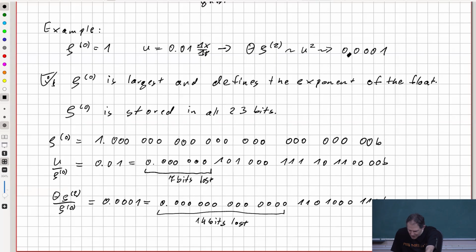So you see, you have already, I mean, this is not a terribly low value, velocity 0.01. Yeah, you have lost more than half of your bits already for the pressure. Actually, you're only half precision anymore with this.